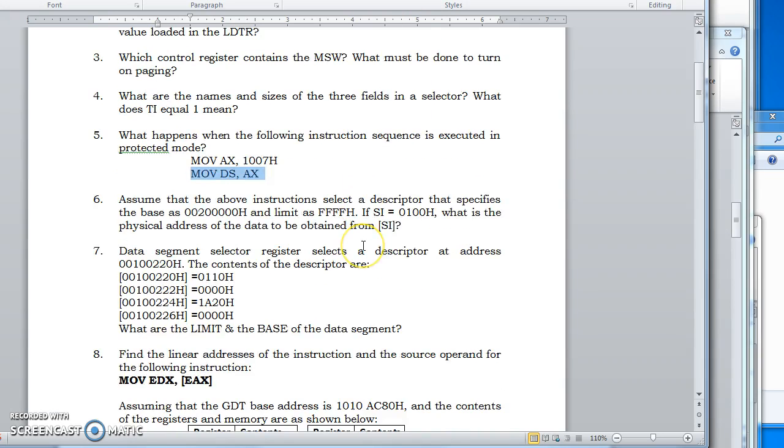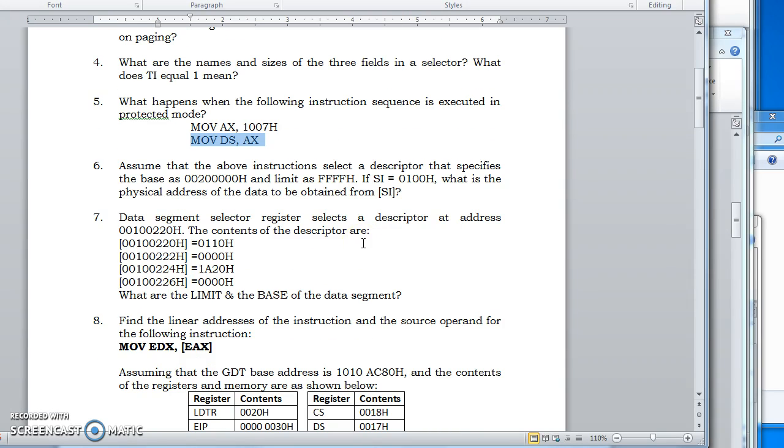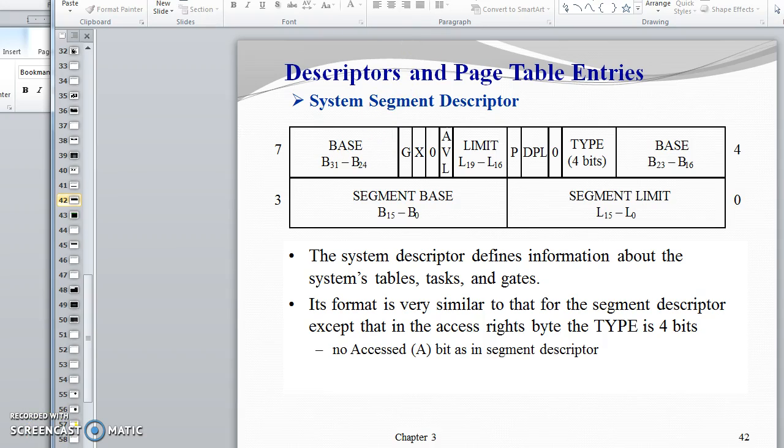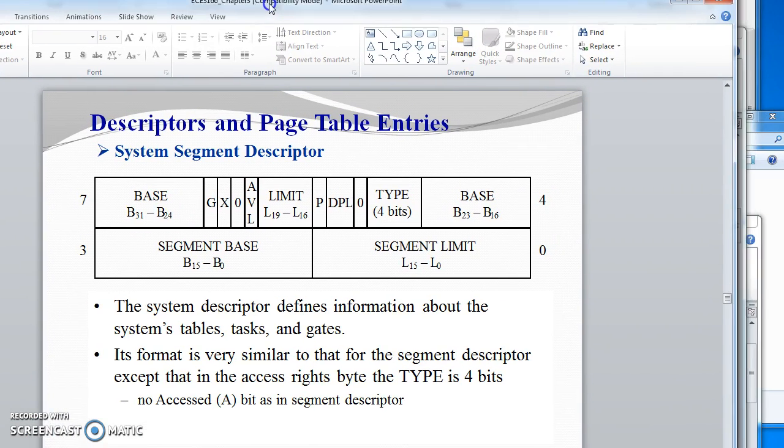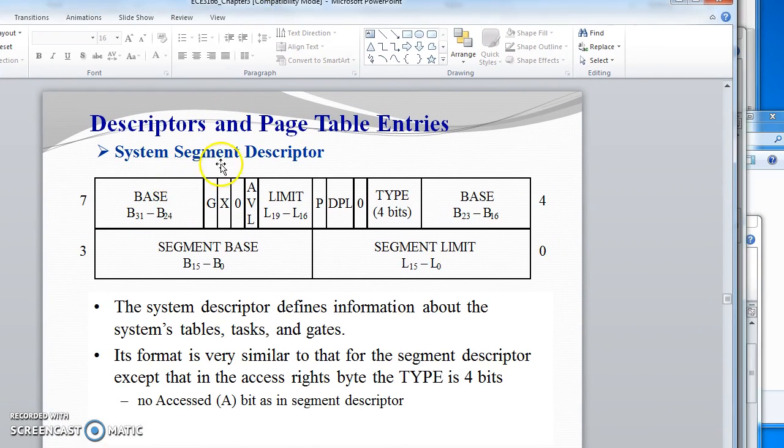Okay. Number 7. The data segment selector register selects a descriptor at address 000100220H. The contents of the descriptor are as follows. What are the limit and base of the data segment? For the answer we can refer to slide 42. This slide describes the segment descriptor.